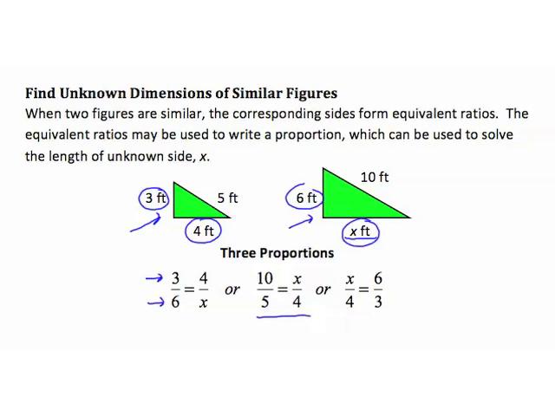Here's another example of how to do that. In this case, I've switched it up a little bit. I'm starting over here with 10 feet on the big triangle. 10 feet is to 5 feet. So notice I'm going big to small. And now I want to go big to small again. So I would say x feet is to 4 feet. And then the third ratio is the same thing, 6 feet is to 3 feet, big to small. As long as I'm consistent about how I set up these proportions, I could solve for that unknown side using any of these ratios.